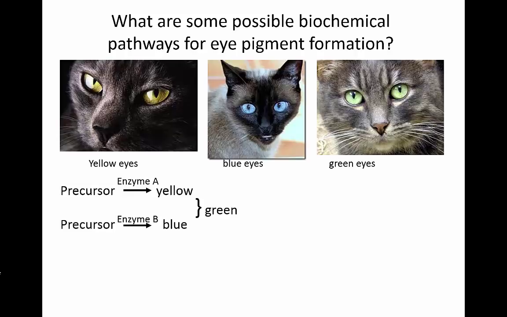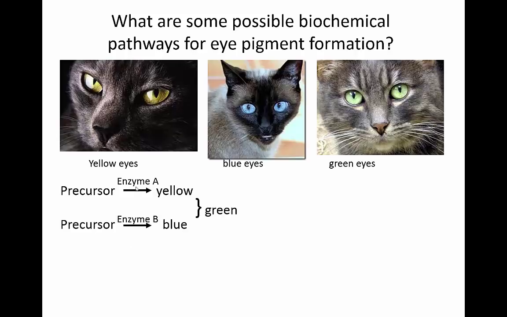One possible way would involve the production of 2 separate pigments in 2 separate pathways. And so what I've written here is simply some precursor pigment being converted by a particular enzyme, enzyme A, into a yellow pigment. And a separate pathway would be a precursor being converted into a blue pigment by a different enzyme. Now, if you get both the yellow and the blue pigments being formed, we know yellow and blue together make a different color. They make green. And so this could be one possible way you could get those 3 eye colors with 2 different genes.